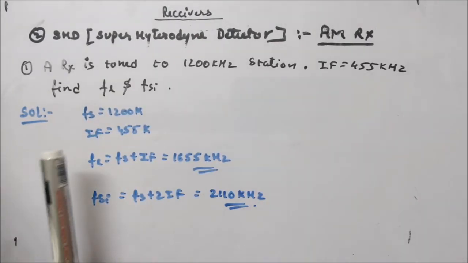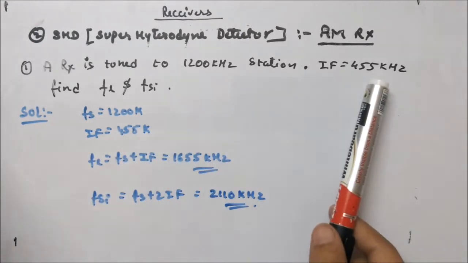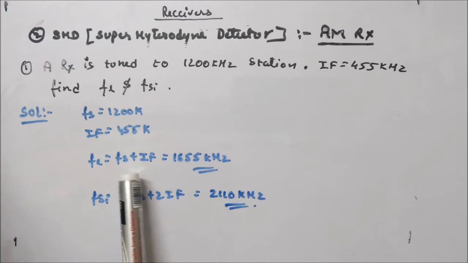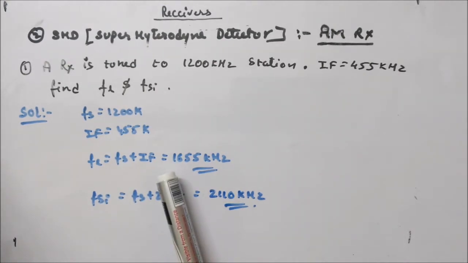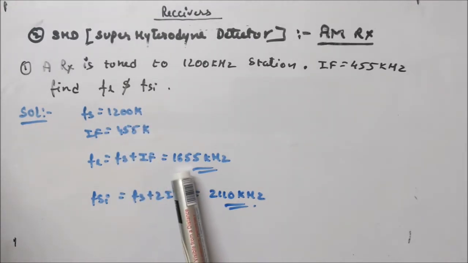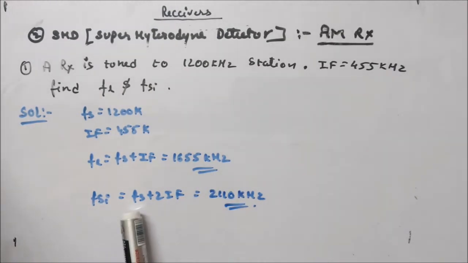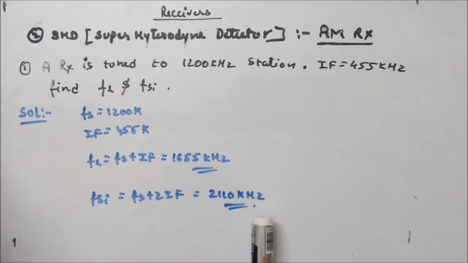Now let's look at the solution. FS is given as 1200 kilohertz, IF is given as 455 kilohertz. We know FL = FS + IF. So we get FL equal to 1200 kilohertz plus 455 kilohertz, that comes out to be 1655 kilohertz. And FSI you can calculate as FS + 2IF. If you plug in FS = 1200 kilohertz plus 2 into 455 kilohertz, you will get 2110 kilohertz. These are the answers.